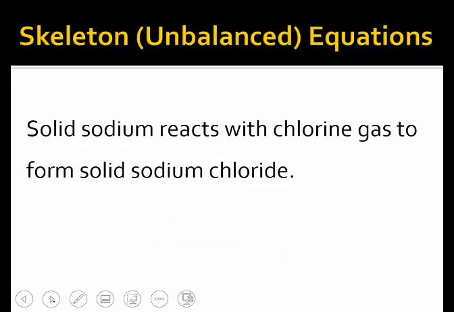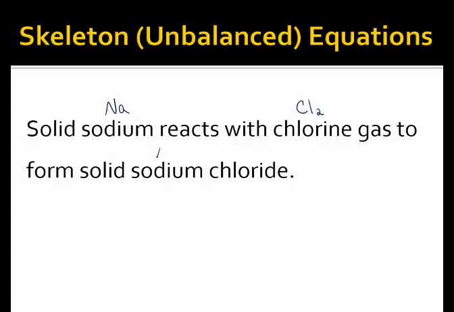Solid sodium reacts with chlorine gas to form solid sodium chloride. Now, as you noticed in the first example, I like to write in my symbols so I know what I'm working with as I read each sentence. So I have solid sodium, whose symbol is Na, reacting with chlorine gas. Chlorine is one of my diatomics, so I'm going to remember that. And it's going to form solid sodium chloride.